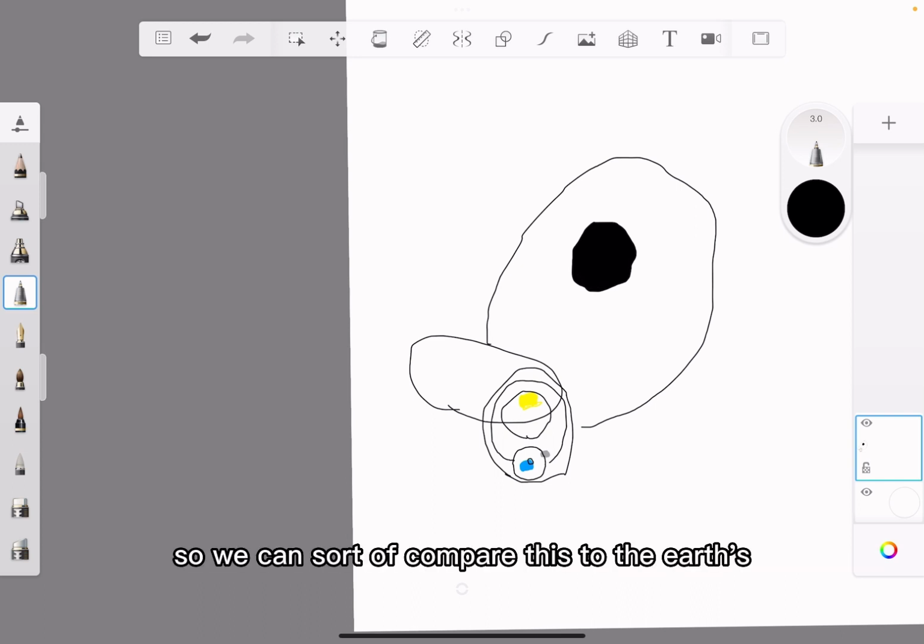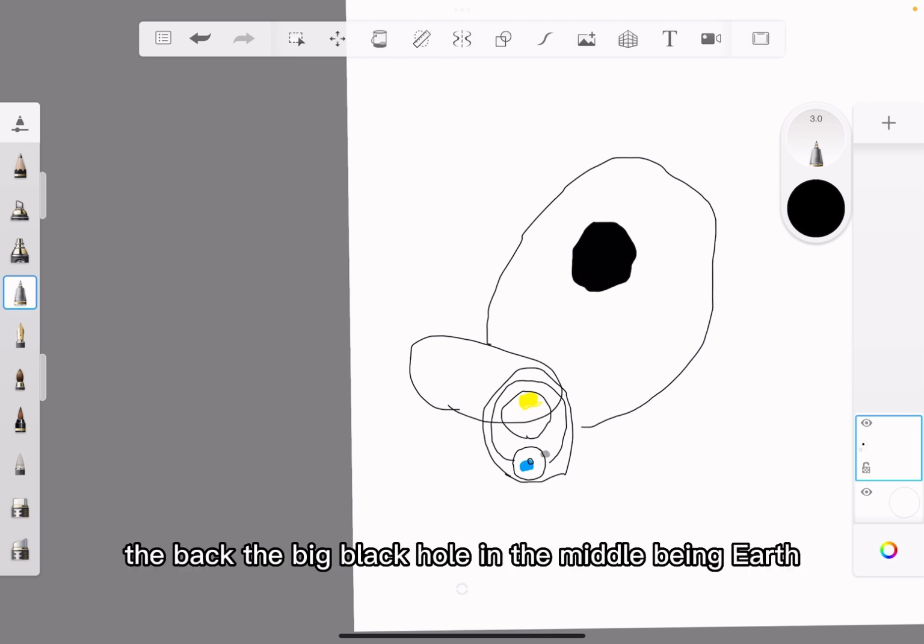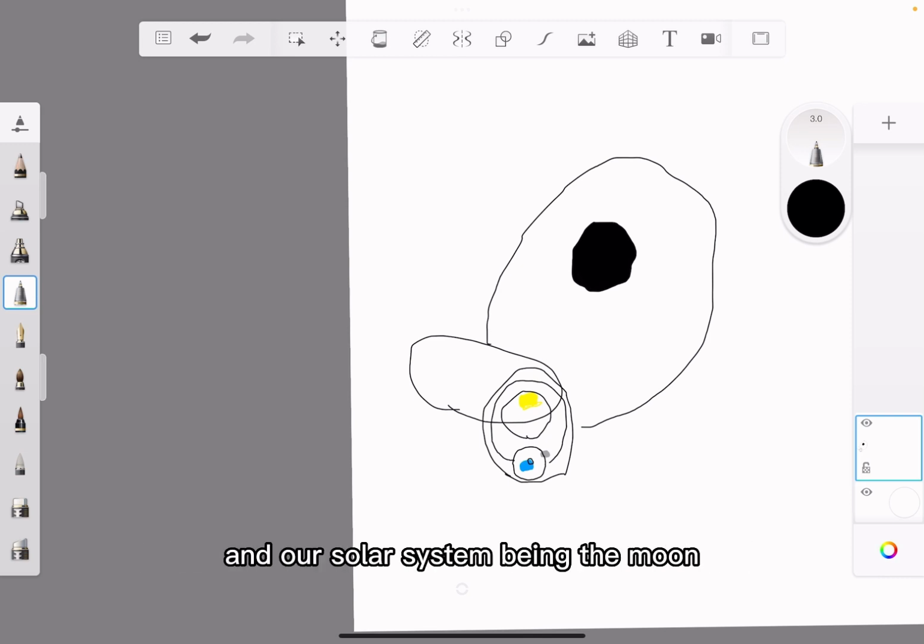So we can sort of compare this to the Earth's small system, where you have Sagittarius A, the big black hole in the middle, being Earth, and our solar system being the moon. Our solar system orbits Sagittarius A. So it's not just like this weird stationary thing in space. Our solar system is not like that. It's just like a planet in which it orbits Sagittarius A.